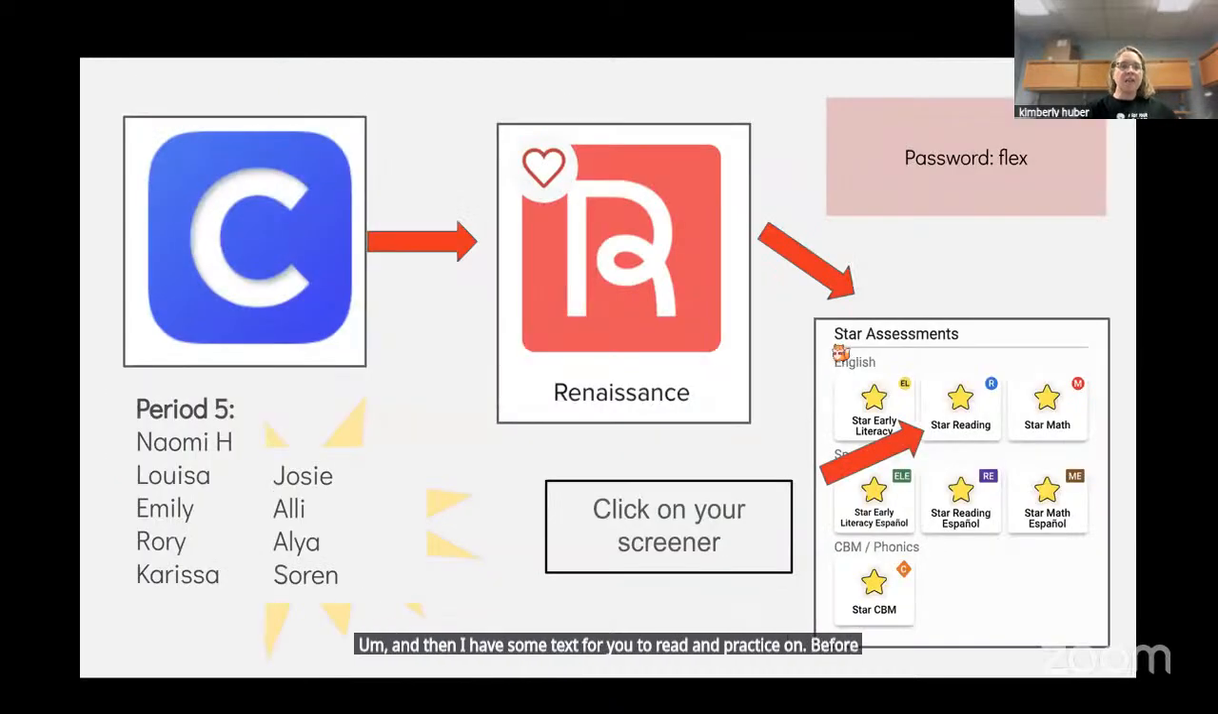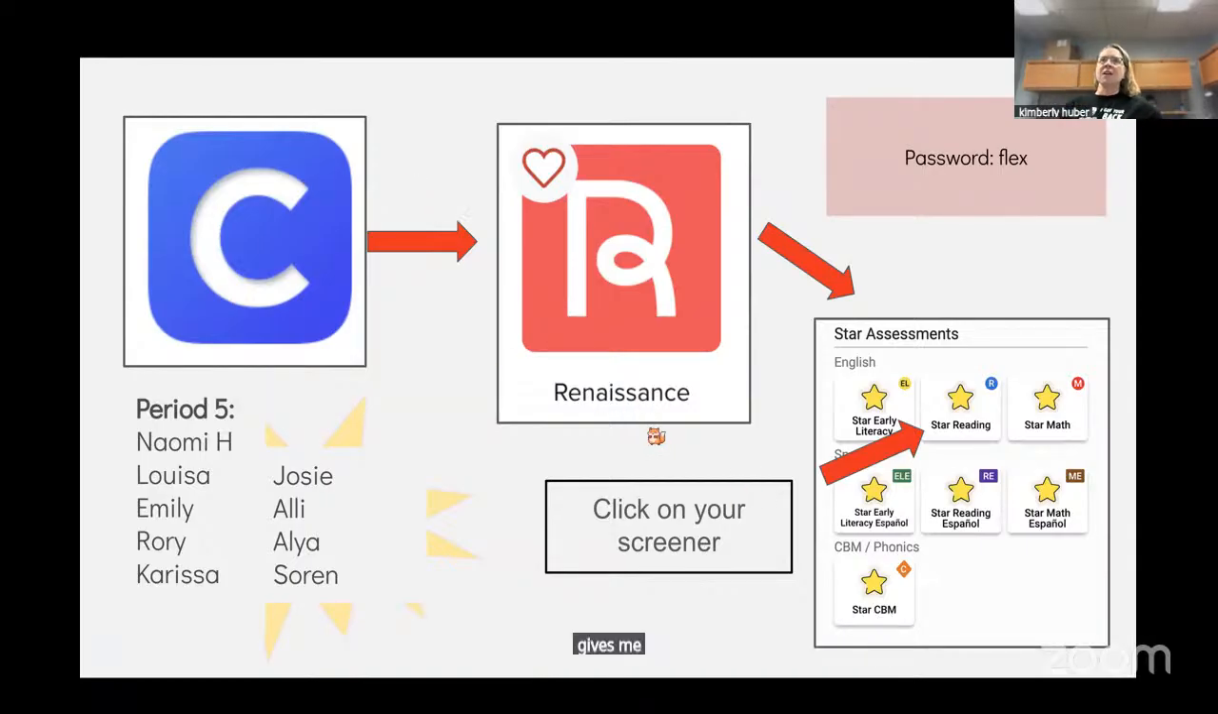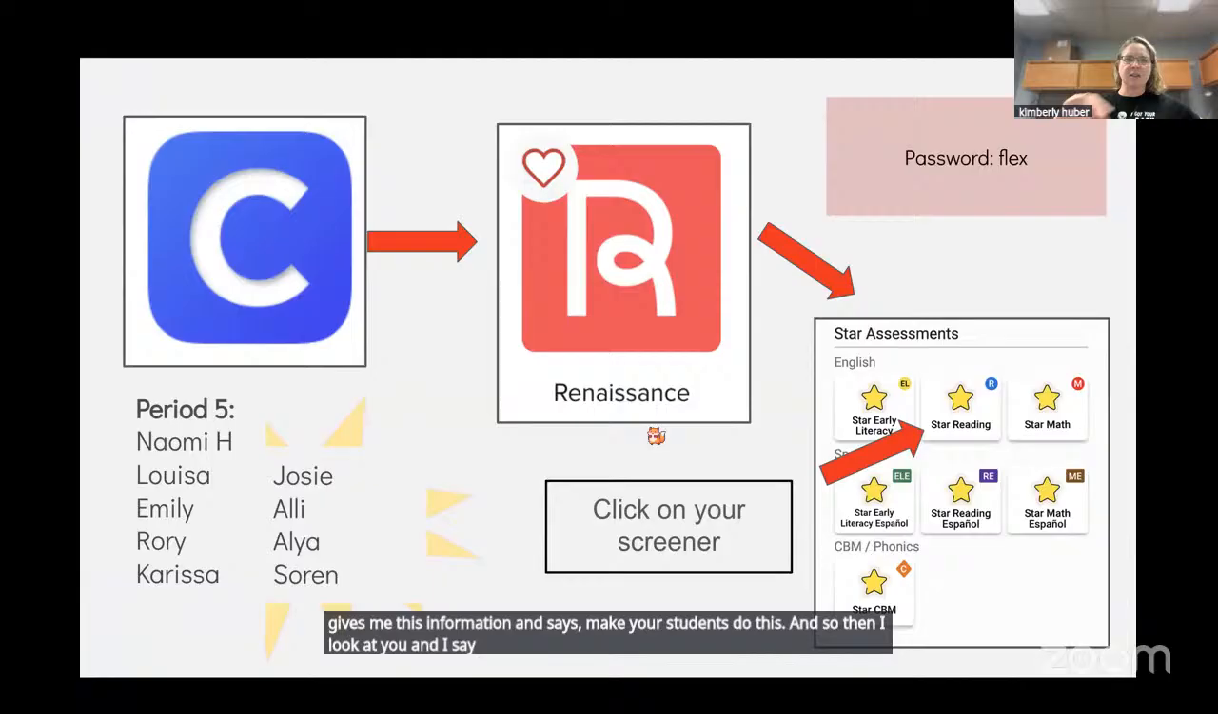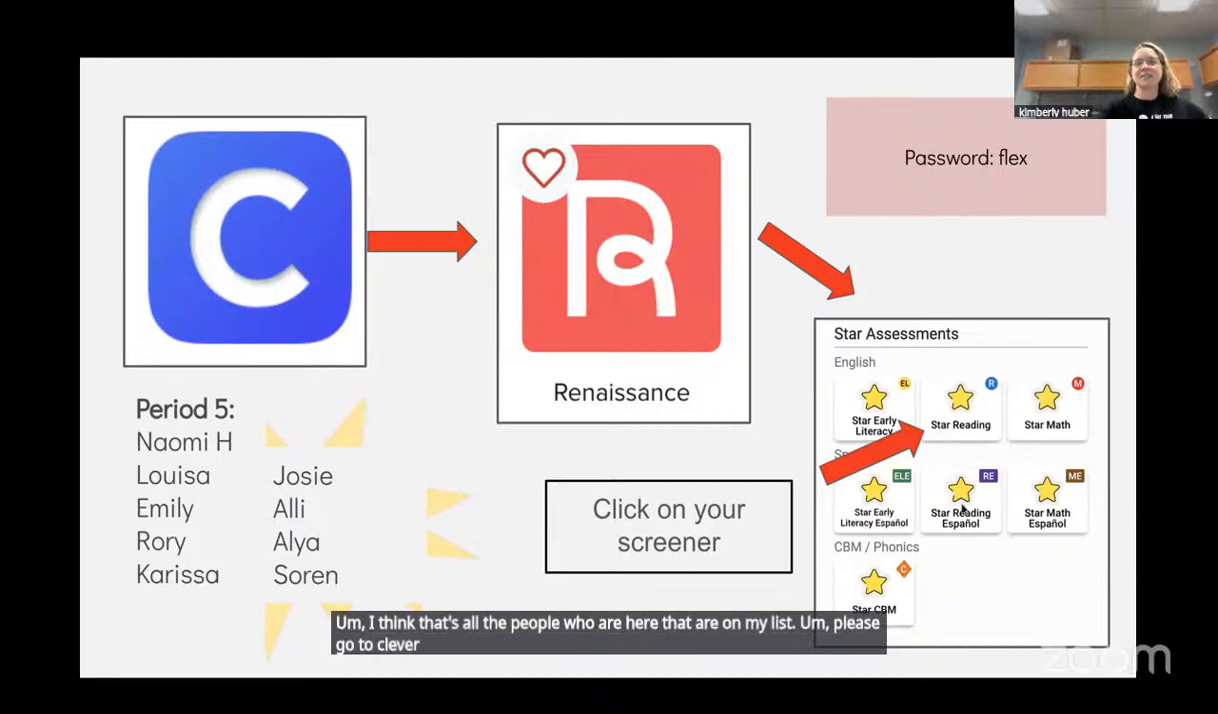Before we do that, I have some people who still need to take their Star Reading screener. We must do this 3 times a year. The ominous, I don't know who they are at the district, gives me this information and says, make your students do this. And so then I look at you and I say, students, do this. Naomi, Louisa, Emily, Rory, Carissa, Josie, people who are here. Allie, and Allie is not here yet either. Soren, Allie, Soren. I think that's all the people who are here that are on my list. Please go to Clever, Renaissance, Star Reading, and take your screener. Allie, I think it's going to ask you for a password.